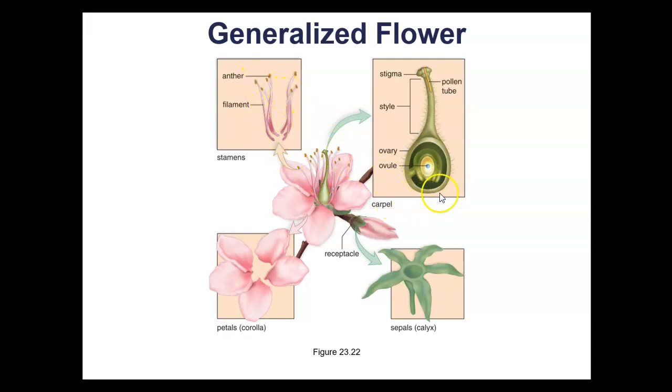Then you have the female structure or carpel, which has the tip of it called the stigma. The tube, the stalk, is called the style, and then the base is the ovary, which contains the eggs or ovules. You can see the sepals, and altogether they're called the calyx, and then the petals, altogether they are called the corolla.